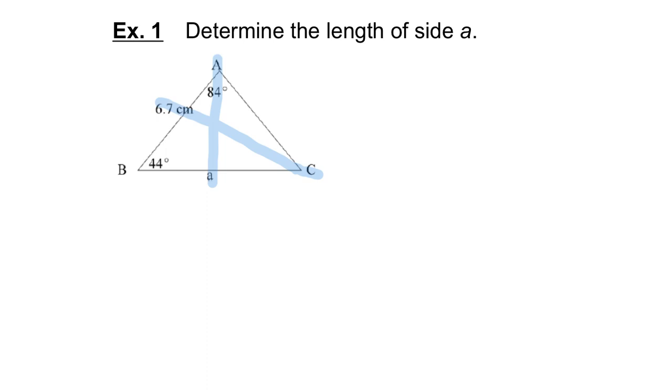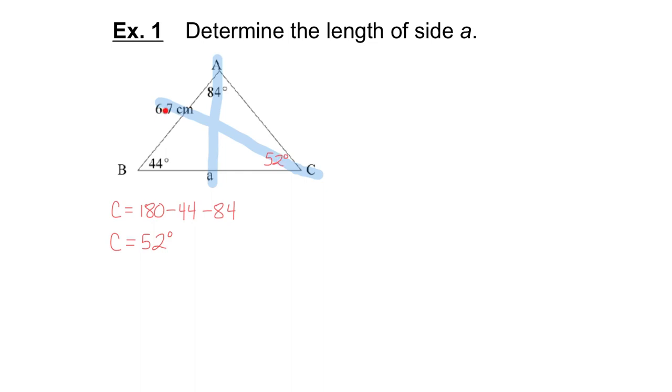Now, you might be looking at this and think, well, in this pair, I don't know everything because I don't know what A is. And in this pair, I don't know everything because I don't know what angle C is. So I can't use the sine law. However, notice that we already know two angles inside this triangle. Always keep in mind that the three interior angles of a triangle add up to 180 degrees. So if you know two angles, you automatically know the third angle. In this case, it's 52 degrees.